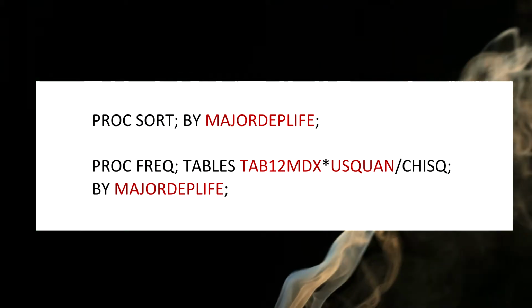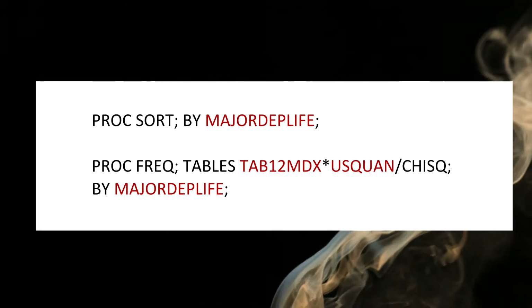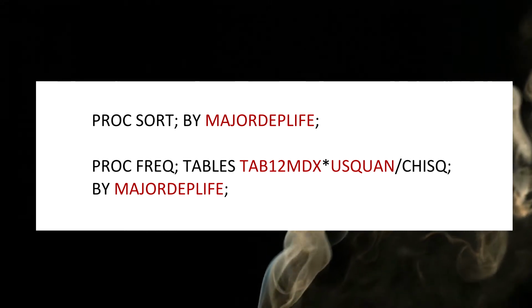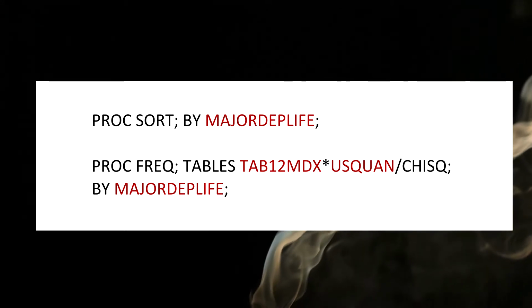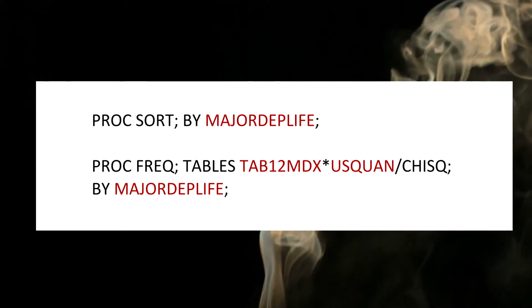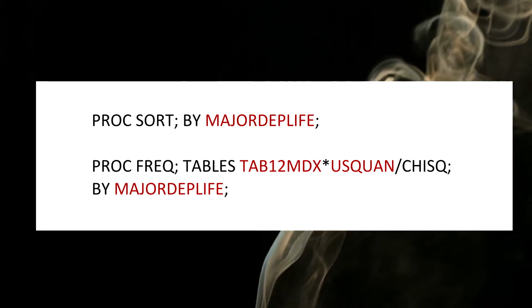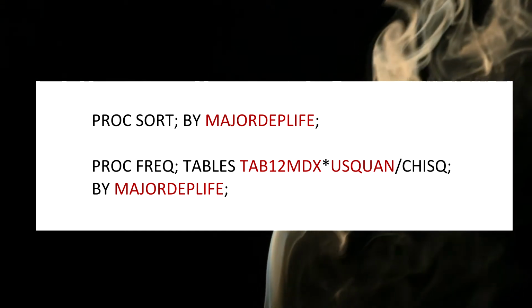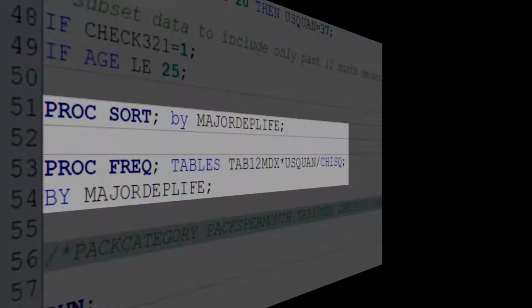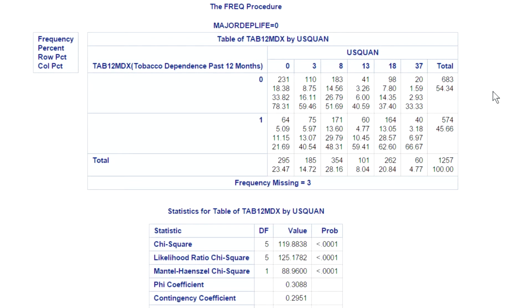Proc sort; by majordeplife; proc freq; tables TAB12MDX*USQUAN / CHISQ; by majordeplife; When this syntax is added to the SAS program, here are the results. You can see the crosstabs, or cross-tabulation table, looking at usual quantity by tobacco dependence in the past 12 months.